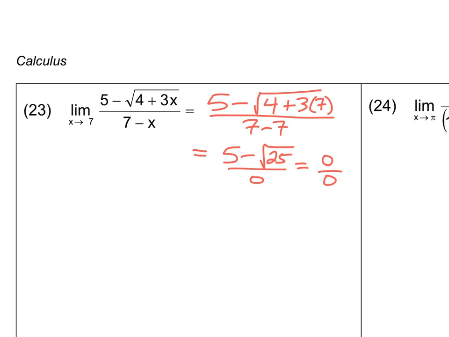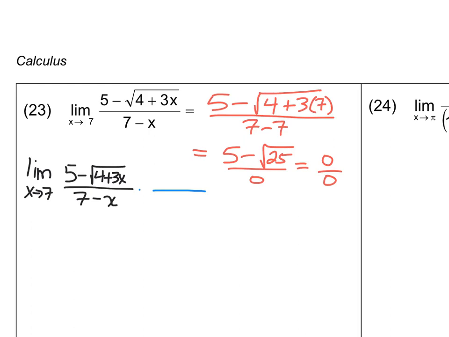I see a radical binomial in my limit. So let me rewrite the limit. X approaches 7. 5 minus the square root of 4 plus 3x over 7 minus x. I can multiply the top and bottom of this fraction by an expression that's going to help me simplify this down. And it has everything to do with that radical binomial. What do you think I might want to multiply top and bottom by?